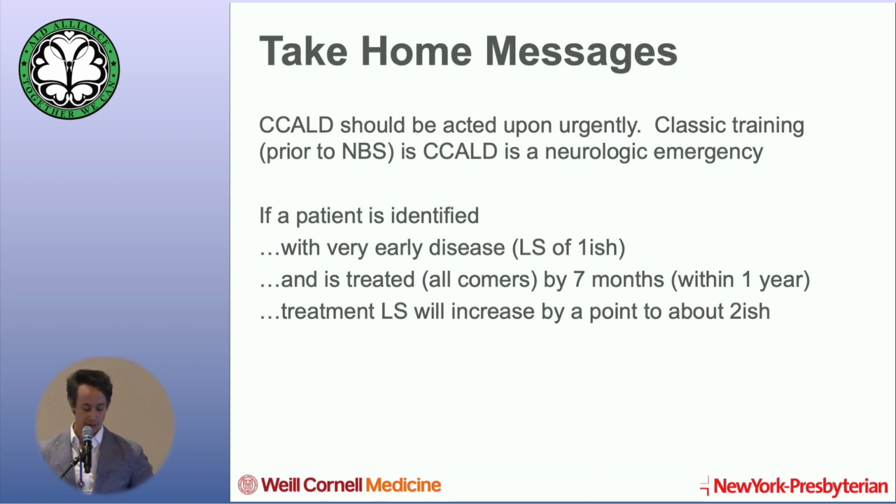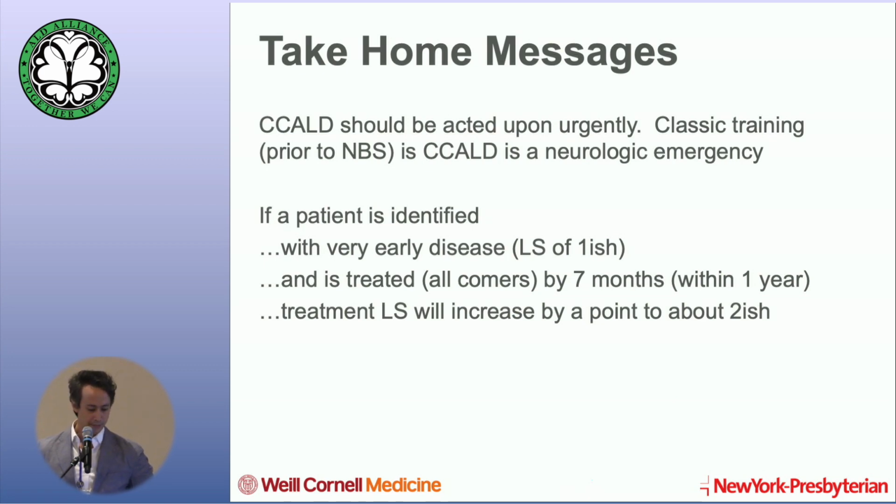But what I want to point out, now that we are looking at patients earlier and earlier, I put this line in here. If a patient is identified with very early disease, a LESS score of 1-ish, and these definitions of very early disease and early disease, I stole from Dr. Pierpont, early disease being a LESS score less than 4, and very early disease being a LESS score less than 2, because as she pointed out in her talk, there are neurocognitive benchmarks that are associated with these cutoffs.